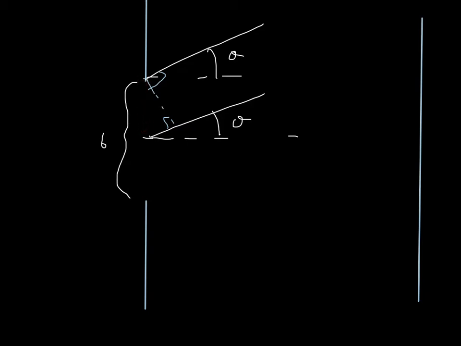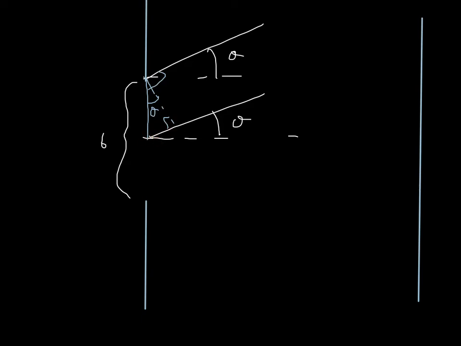So let's just draw ourselves a little triangle. If you know anything about triangles, you'll see that this is theta. If you don't believe me, think about this. This is theta. This is 90. So this is 90 minus theta. So 90 and 90 minus theta plus theta, that's 180. That's a triangle.